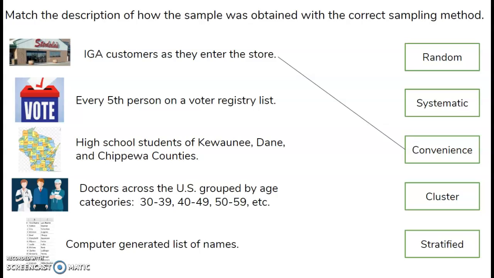All right, the second one, every 5th person on a voter registry list. So I have a list of people and I'm counting them off, 1, 2, 3, 4, 5, grabbing the 5th person, counting another group of 5, grabbing that 5th person. That is systematic.